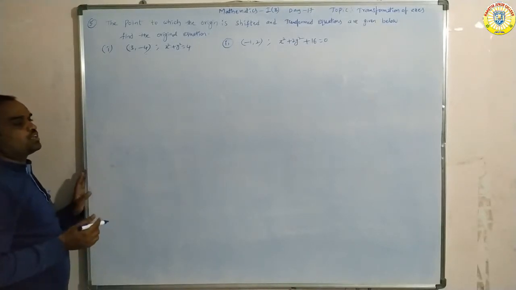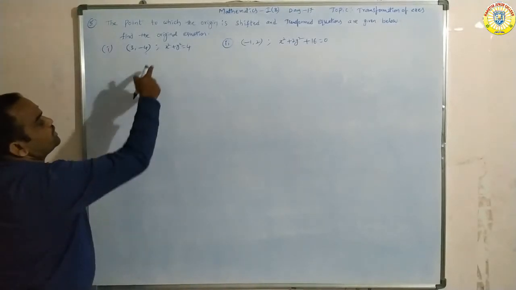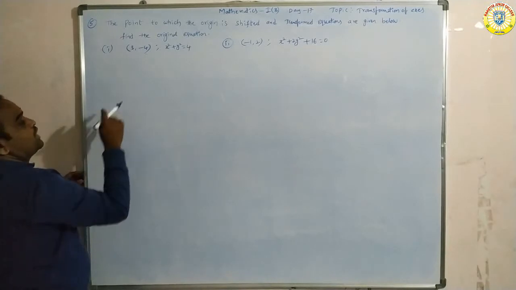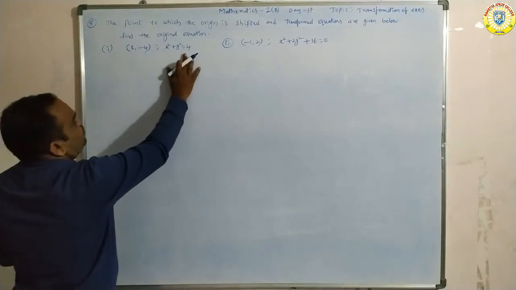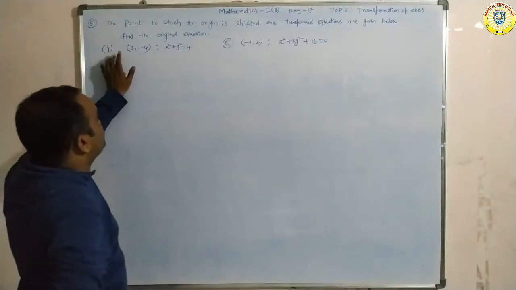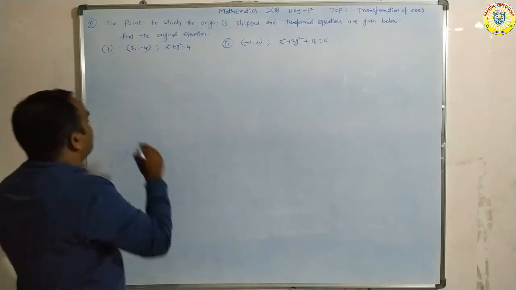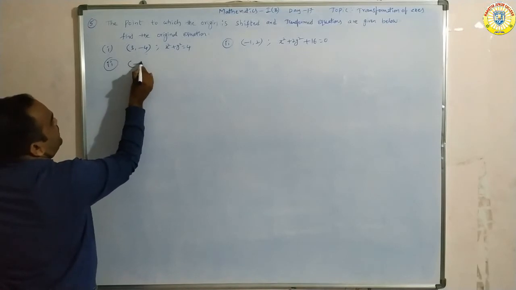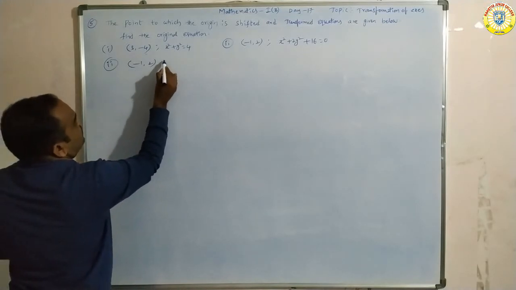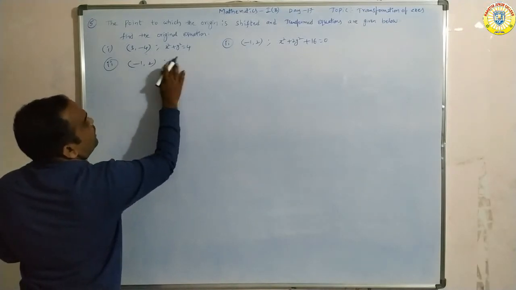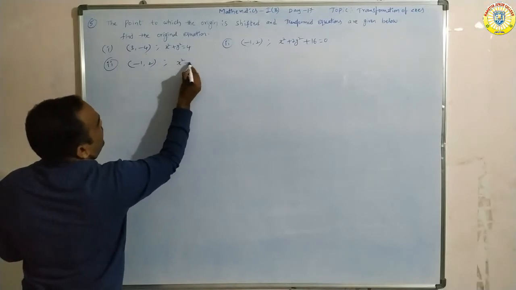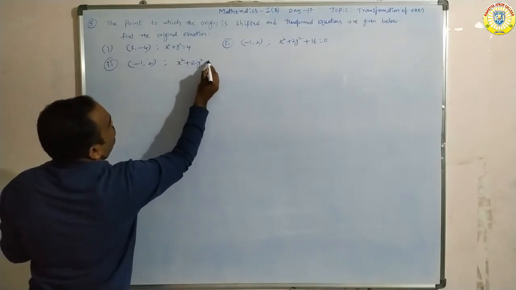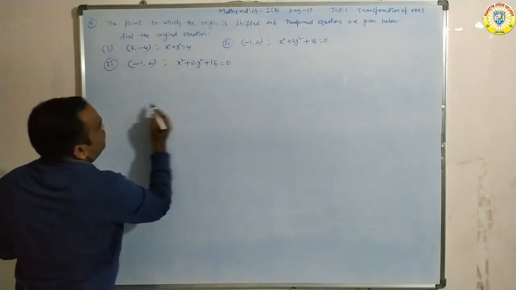First we are changing that term sum. There are two problems here. See here: 3 comma minus 4, x squared plus y squared is equal to 4. So do the first problem as homework. I am doing the second problem. Here the second one: minus 1 comma 2, x squared plus 2y squared plus 16 is equal to 0.